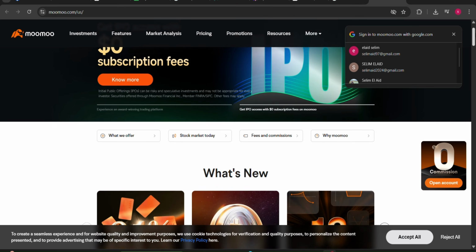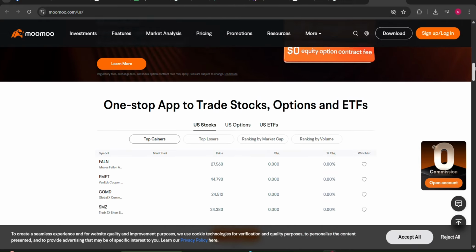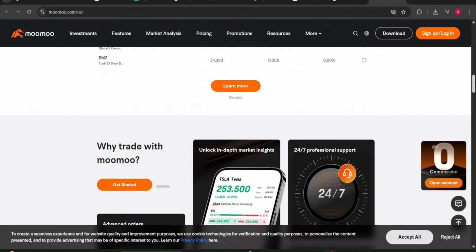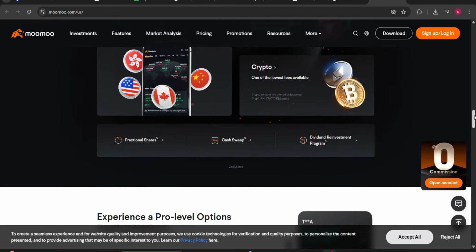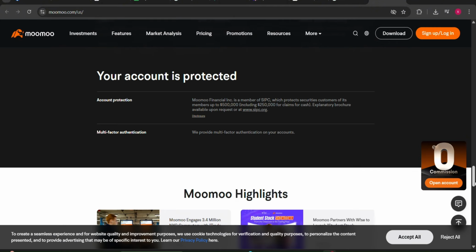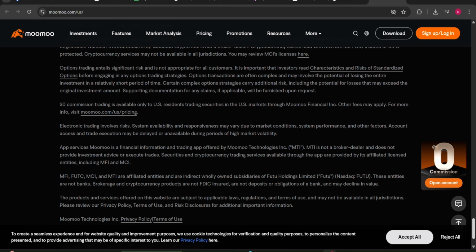Moomoo, on the other hand, leans heavily into market data. It offers free level 2 quotes, detailed earnings breakdowns, institutional ownership tracking, and access to global markets. It's built for traders who like diving deep into numbers and research before making decisions.